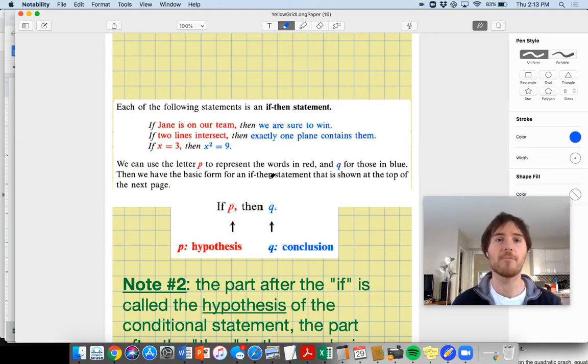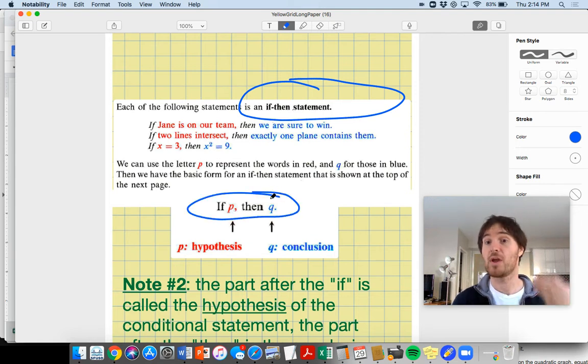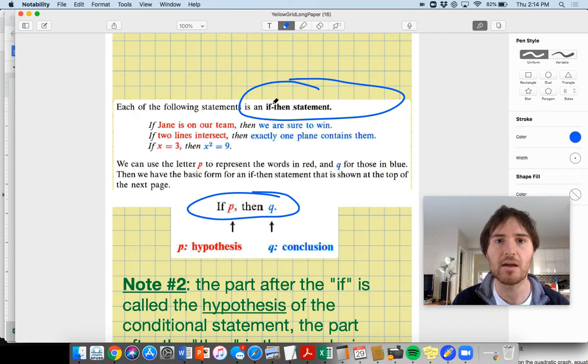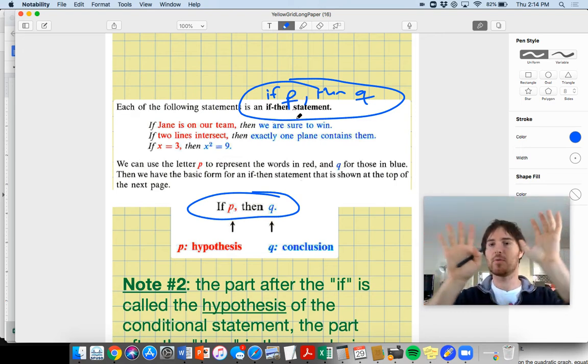But anyways, one thing I want to show here is that any if-then statement follows this: we have if, and then we have kind of a yes or no thing. Jane is on our team, yes or no. Two lines intersect. Well, do they intersect or don't they? So any if-then statement is broken up into something called an if P then Q statement. Sometimes it doesn't really matter what's being said; we just want to look at the structure.